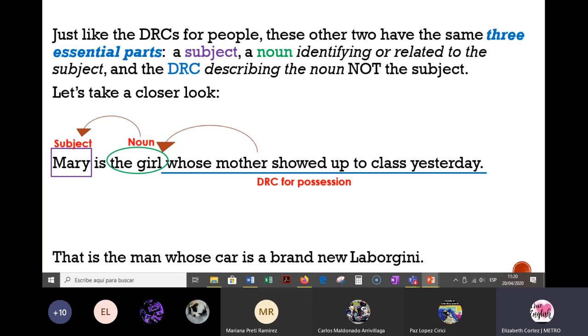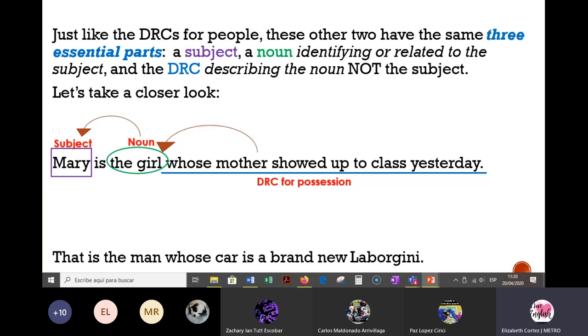Zachary, read the second one, please. That is the man whose car is a brand new Lamborghini. Please repeat, whose, not who. That is the man whose car is a brand new Lamborghini. Yeah, be very careful. This is whose, not who. Everybody repeat in your mind, whose, not who.